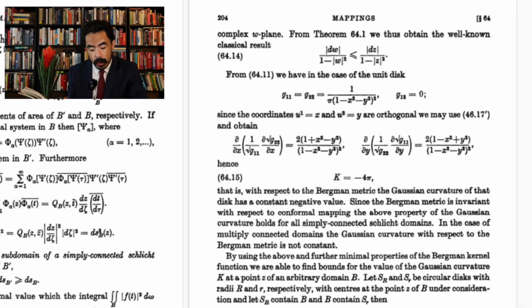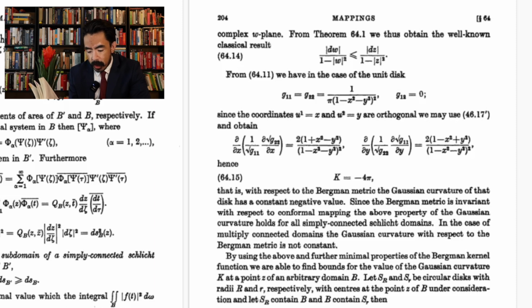Intense. And obtain, now, with that, partial x of the quantity 1 over the square root of g sub 1,1, then times partial square root of g sub 2,2 partial x closed quantity is equal to, in the numerator, 2 times the quantity 1 plus x squared minus y squared closed quantity all over the denominator 1 minus x squared minus y squared closed quantity squared, and partial y of the quantity 1 over the square root of g sub 2,2, then times partial square root of g sub 1,1 partial y closed quantity is equal to, in the numerator, 2 times the quantity 1 minus x squared plus y squared closed quantity all over a denominator of 1 minus x squared minus y squared, with the entire denominator then squared.